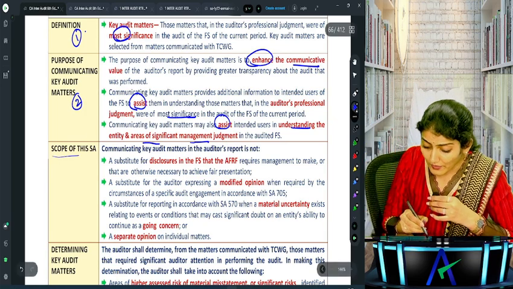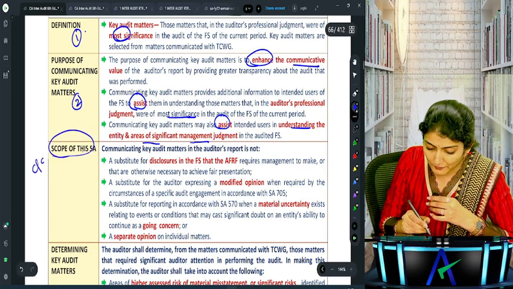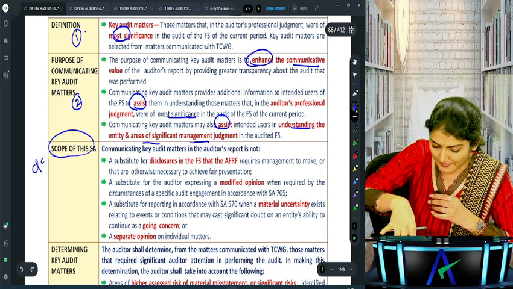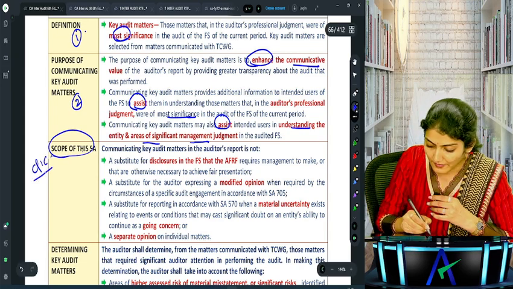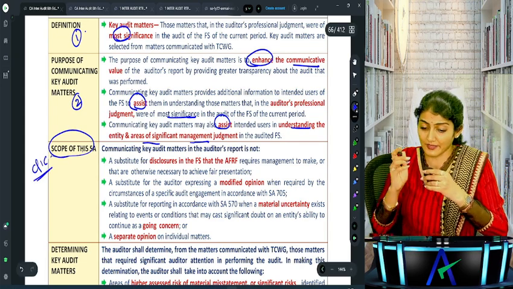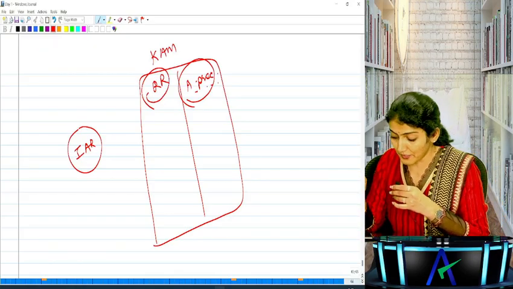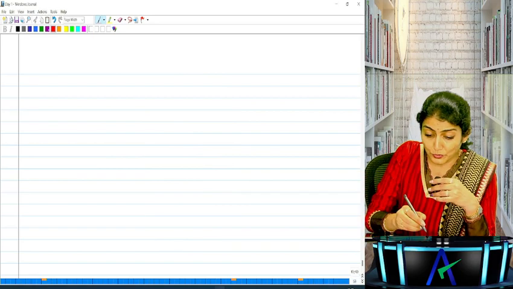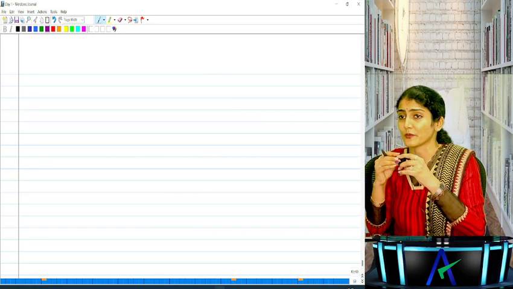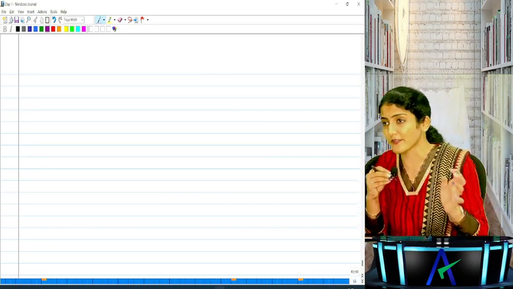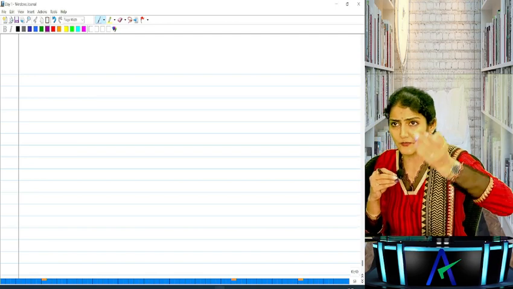Then, key audit matter is not. This is the favorite one where the correct and incorrect questions come in the exam. A key audit matter is not... the scope of this essay. That means, what is not a key audit matter? Earlier, only three standards were there: 700, 705, 706. Now this new one has come, 701.